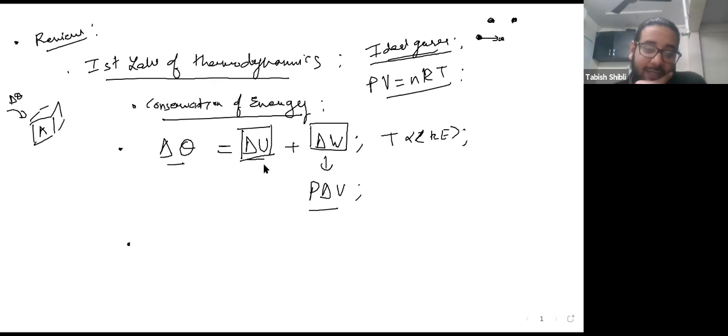So if the kinetic energy is going up, the pressure is also going up. So the temperature is also going up. So the internal energy going up means that the temperature will go up. Or if the internal energy comes down, temperature will come down. So internal energy has something to do with the temperature. And we had learned about something else.